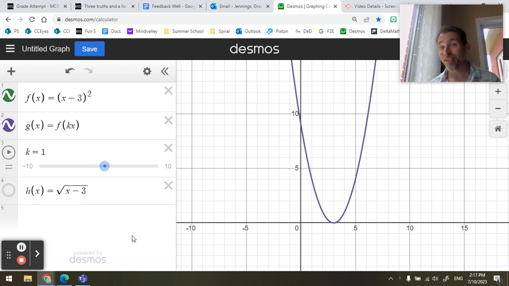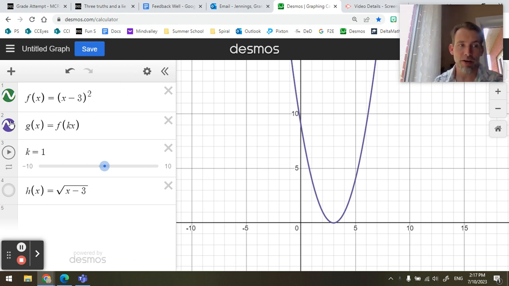Well, hi team. Just a quick message about K transformations. K transformations, that's when we multiply our inputs before we put our input into the function machine, and these have the counterintuitive effect of compressing vertically. So let's take a look.